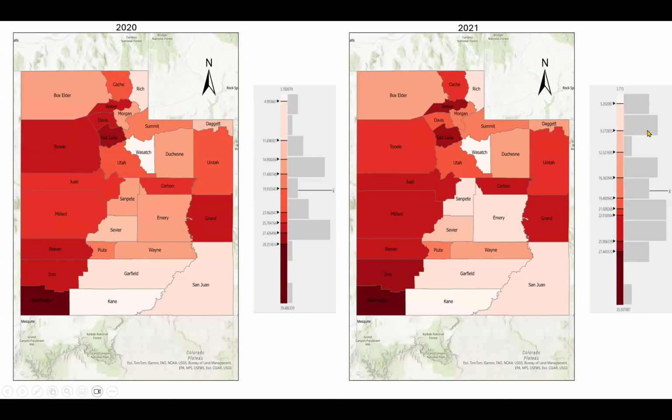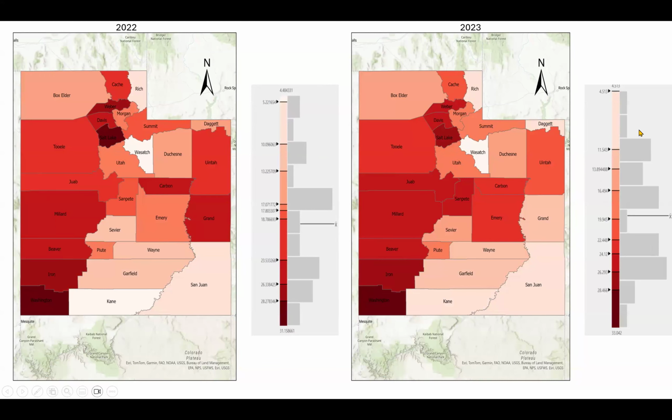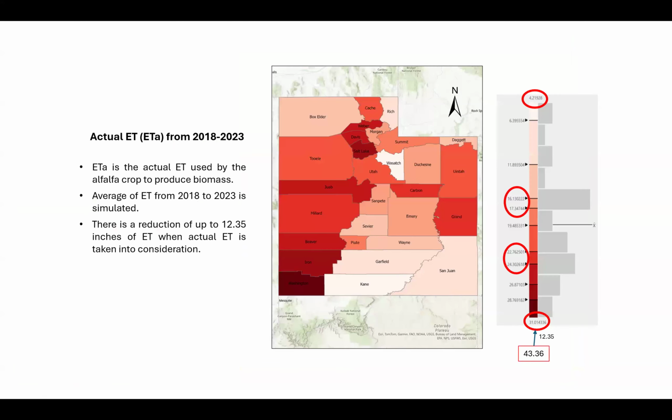And similarly, we have graphs for 2020, 2021, and 2022 and 2023. And how about the mean?